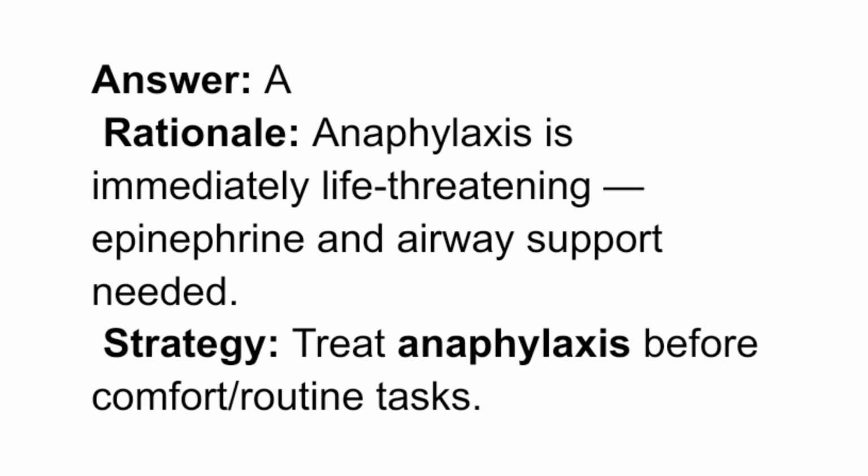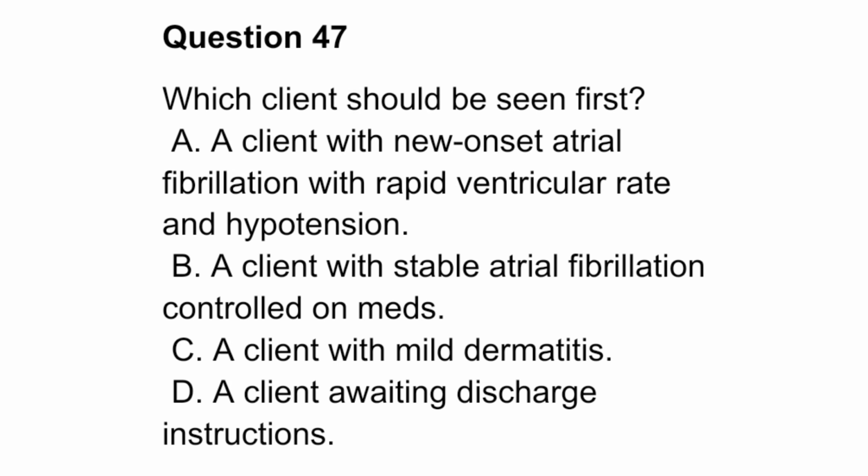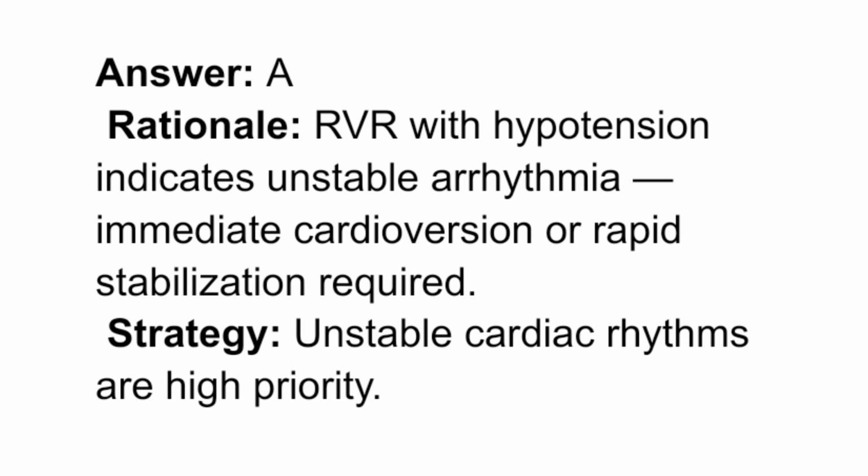Strategy: treat anaphylaxis before comfort/routine tasks. Question 47. Which client should be seen first? A. A client with new-onset atrial fibrillation with rapid ventricular rate and hypotension. B. A client with stable atrial fibrillation controlled on meds. C. A client with mild dermatitis. D. A client awaiting discharge instructions. Answer: A. Rationale: RVR with hypotension indicates unstable arrhythmia, immediate cardioversion or rapid stabilization required.